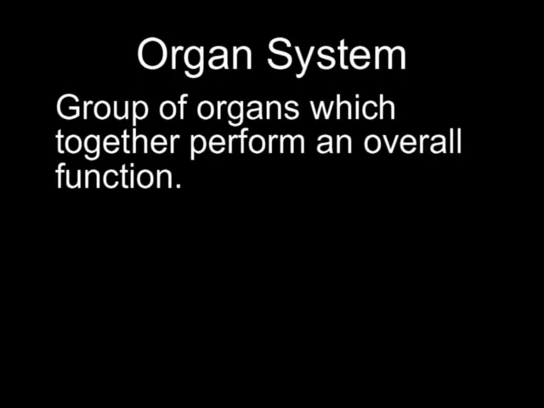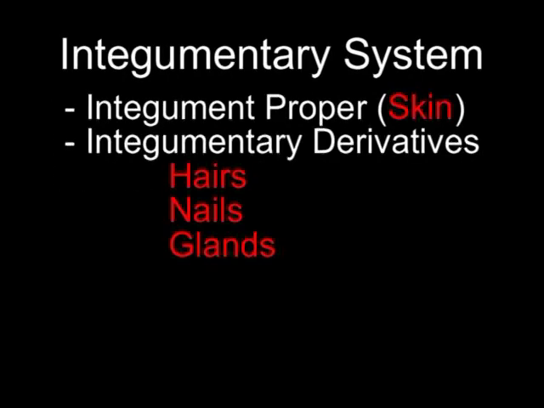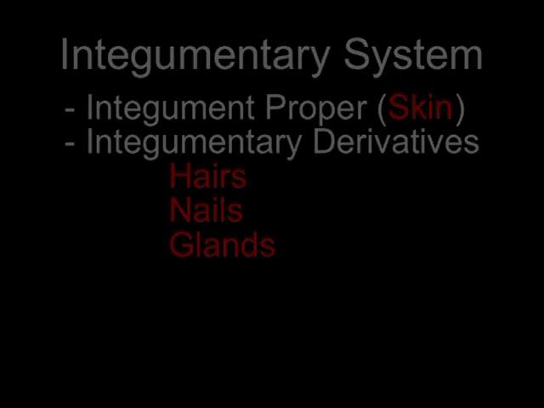An organ system is a group of organs which together perform an overall function. The integumentary system includes the integument proper and the integumentary derivatives. We know the integument proper as the skin. The skin is the outermost covering of the whole body. The integumentary derivatives include the hairs, nails, and various glands of the skin.